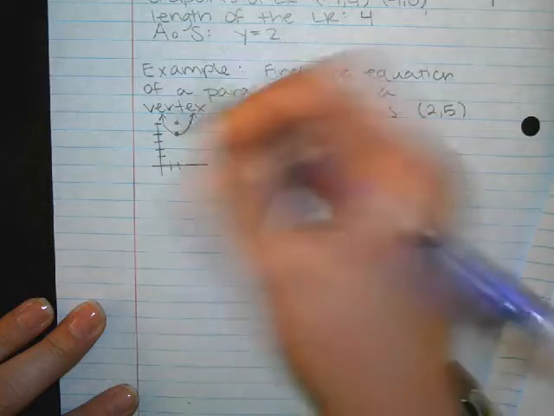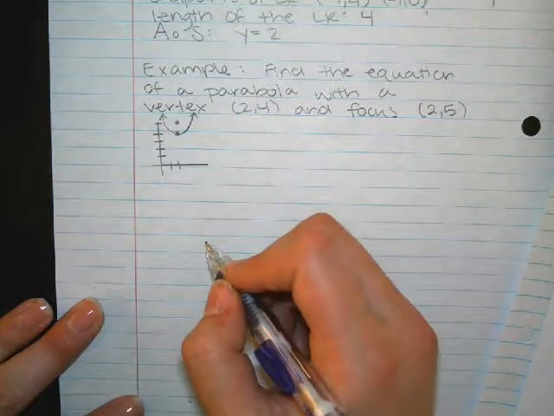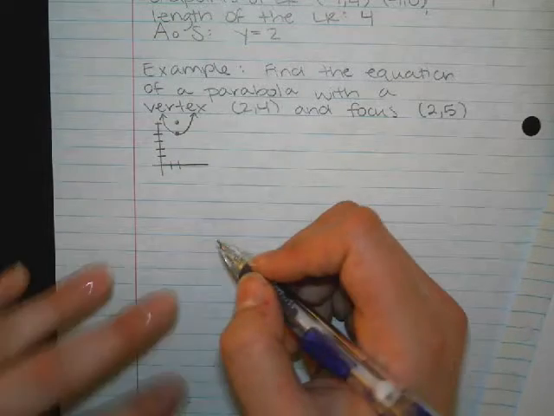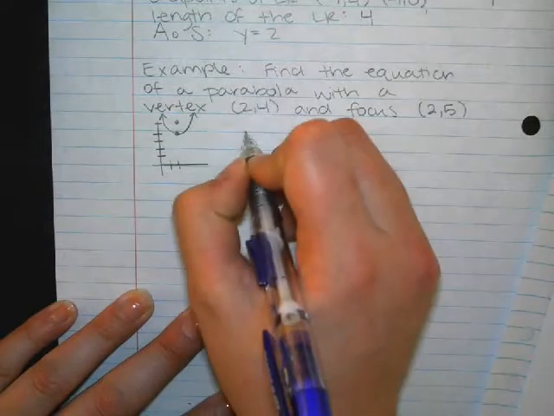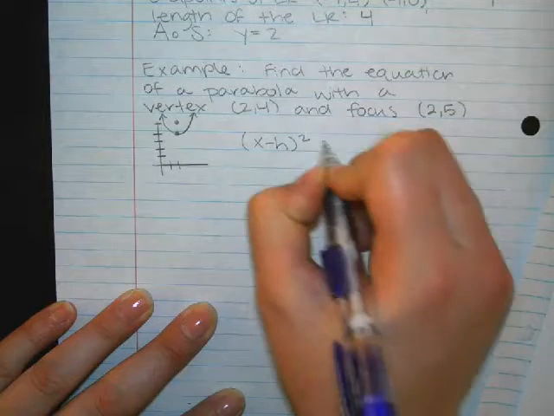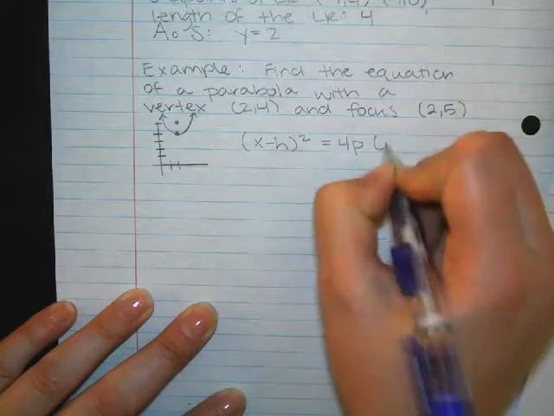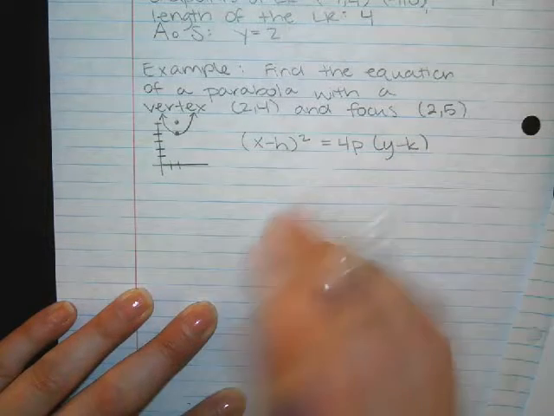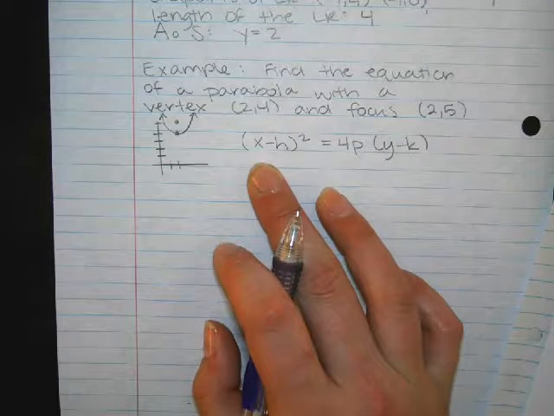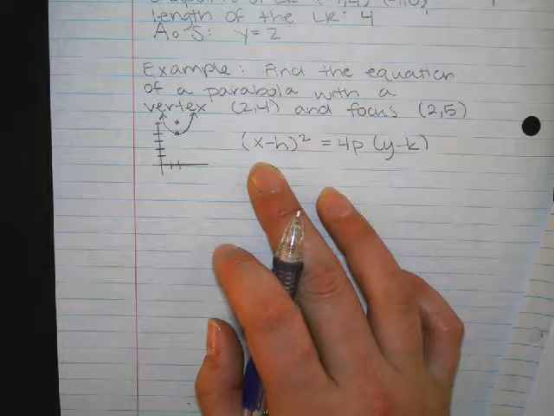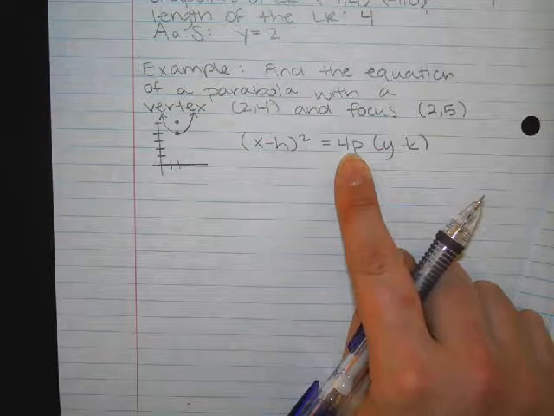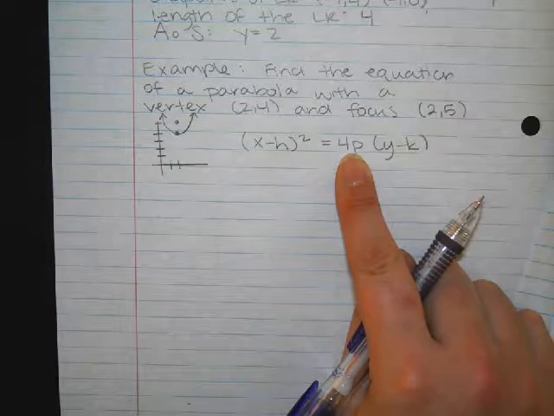So is our equation, since it opens up, going to have an x squared or a y squared? That's going to be an x squared. As soon as I know that, I can say the formula I'm going to work with is (x minus h) squared equals 4p times (y minus k). I know this is the equation I'm working with because my parabola goes up and down. Since my parabola goes up, is the 4p value going to be positive or negative? Positive.